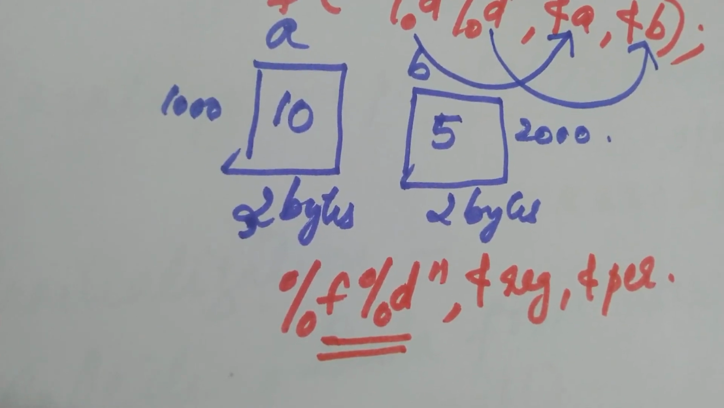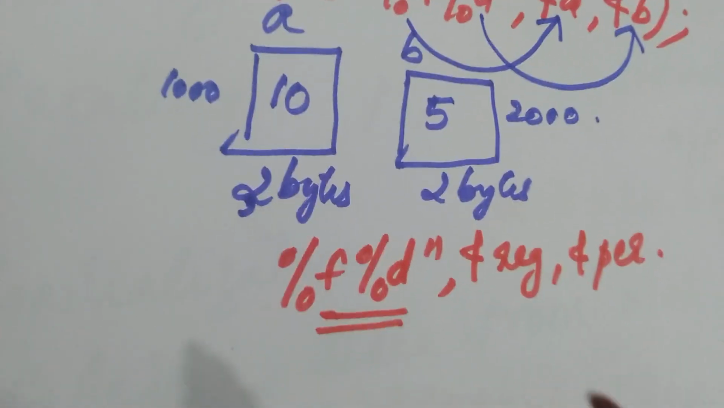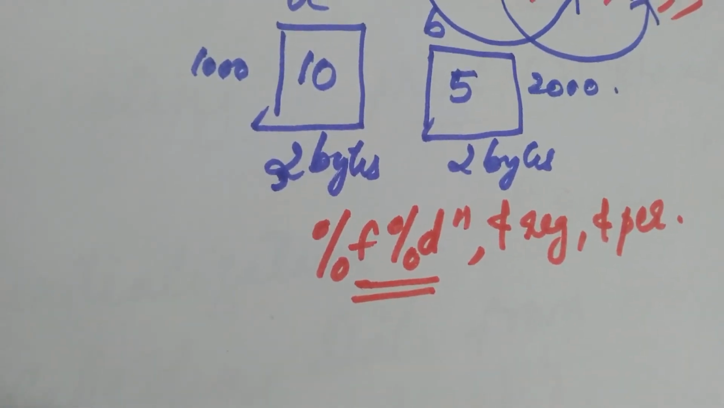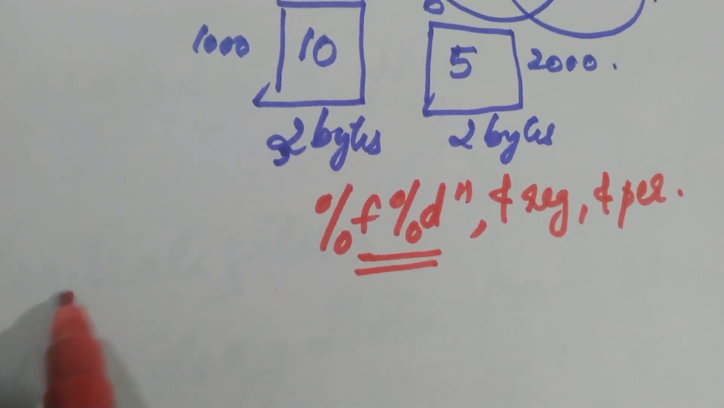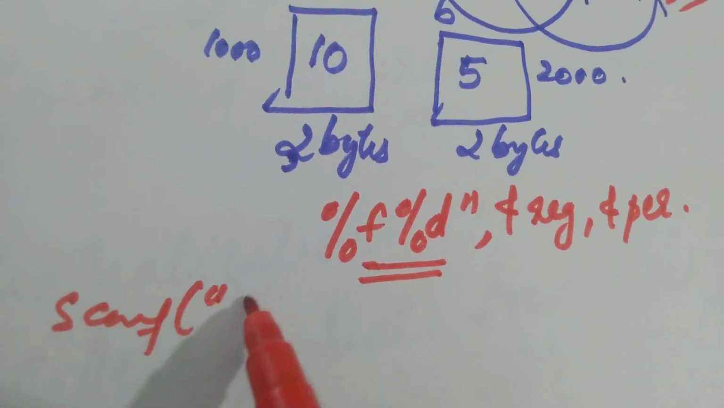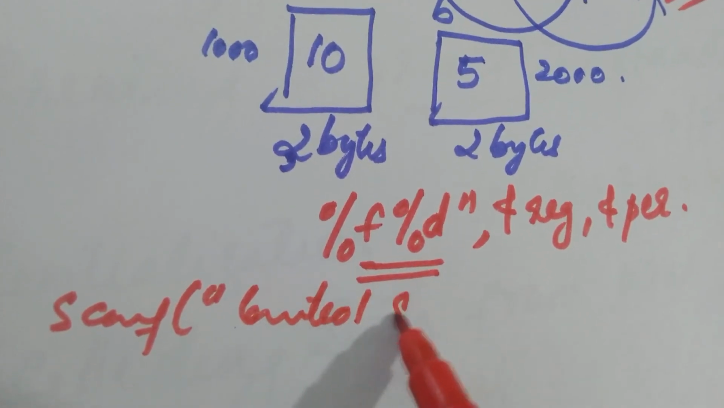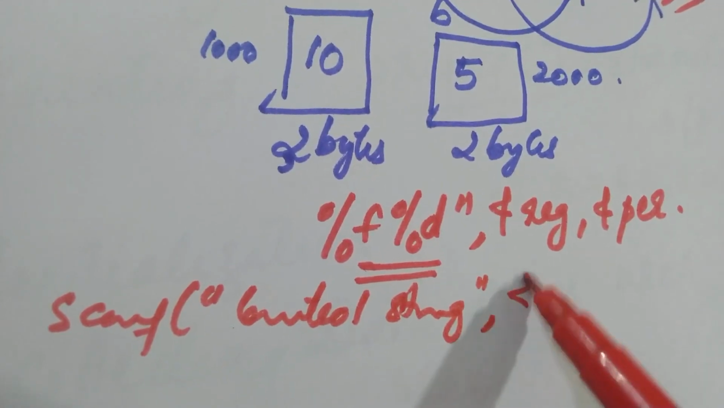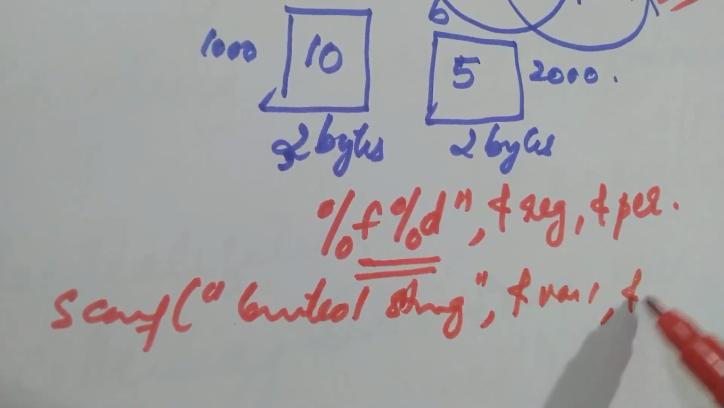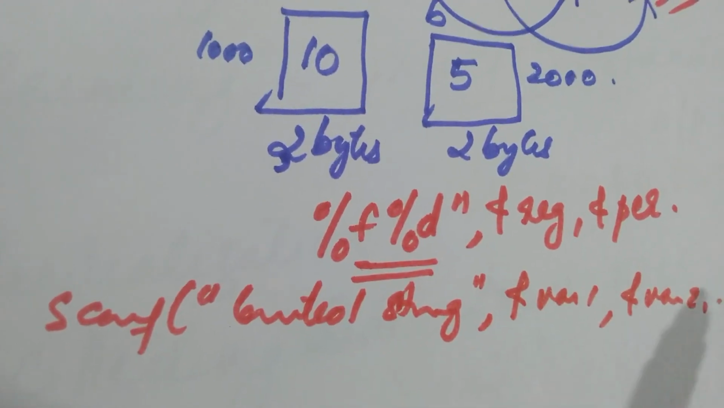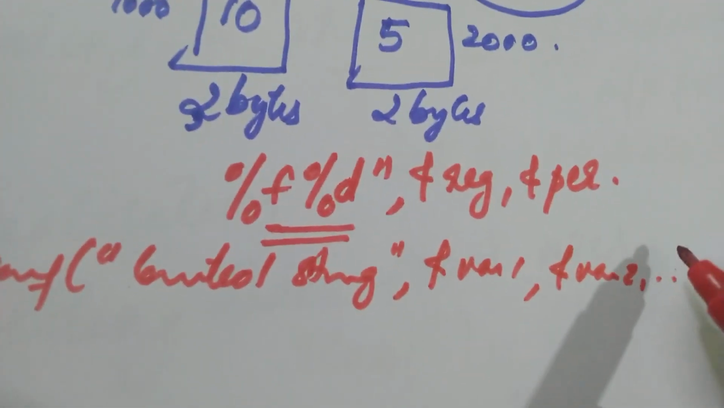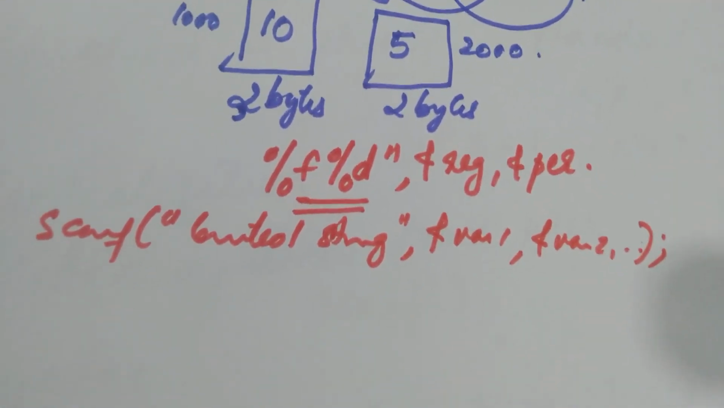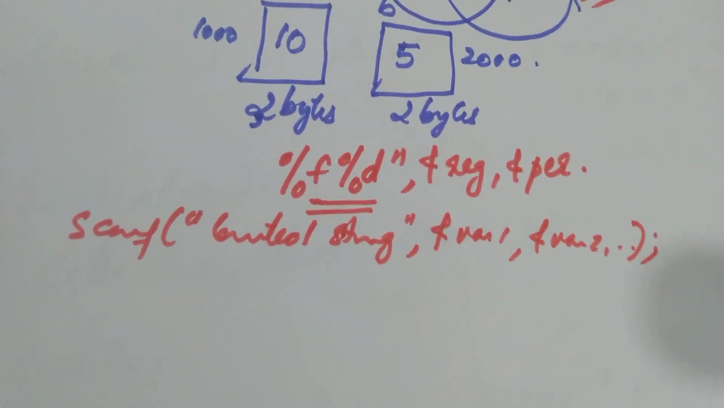So that is all about the scanf statement. The scanf statement is used to read something from the user, and the syntax of the scanf statement is scanf, control string, which means the type specifiers, and the argument list, that means ampersand variable 1, ampersand variable 2, etc. After that the bracket should be closed and a semicolon should be placed at the end of the statement. That is all about the scanf statement.